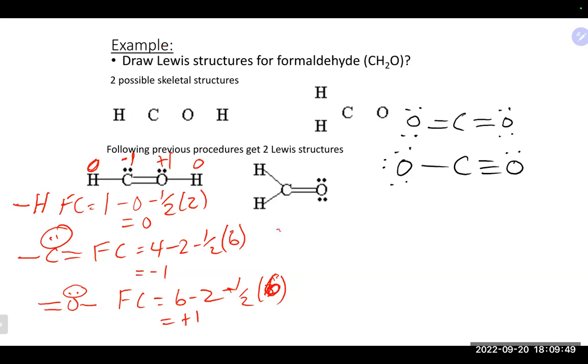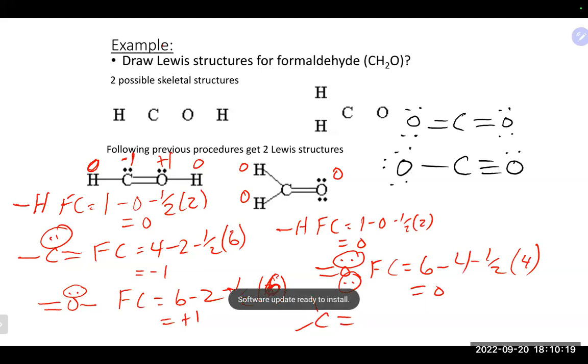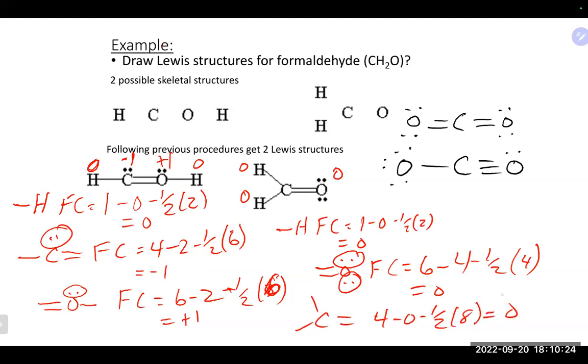Our hydrogen is going to come out the same. So that's going to be, once again, our 1 minus 0 minus 1/2 of 2, which would be 0. Our double bonded oxygen, as we did previously, will also come out the same. So 6 minus 4 minus 1/2 of 4 is going to get you 0. And lastly, our carbon in the middle will be 4 minus 0 minus 1/2 of 8, which would also be 0 in this case.